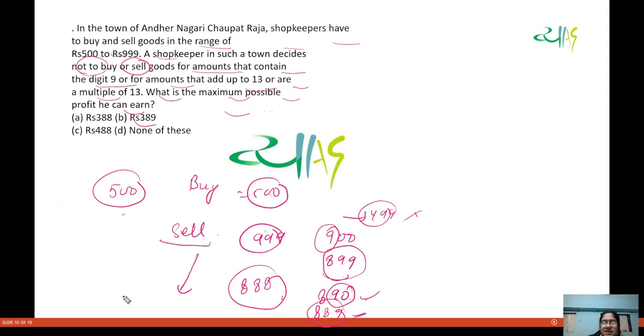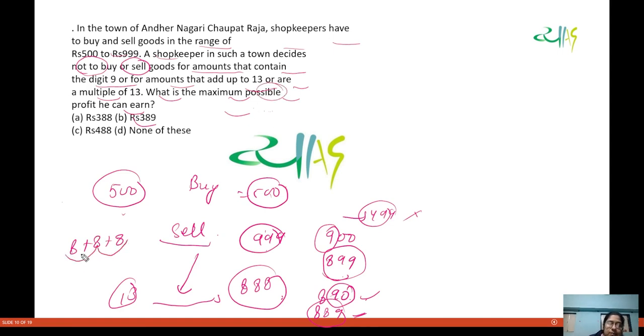Now, definitely this is not divisible by 13. You can check it. And 8 plus 8 plus 8 does not add up to 13, because it is saying that he cannot buy or sell at an amount that is divisible by 13 or that adds up to 13.